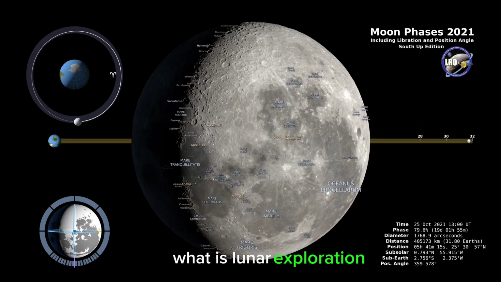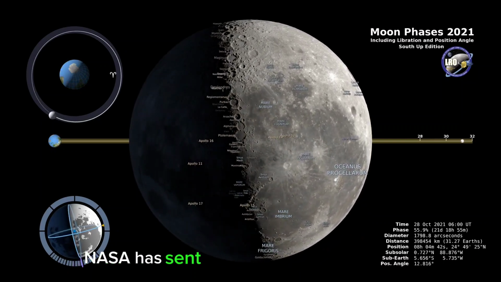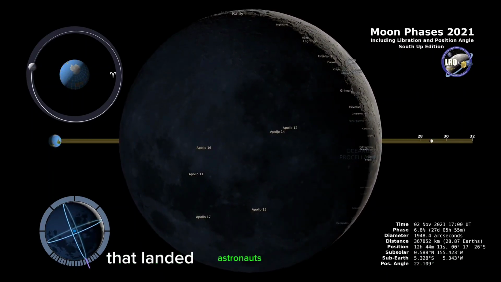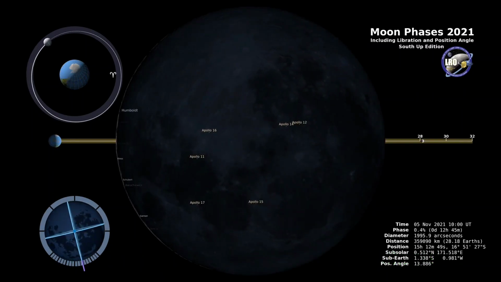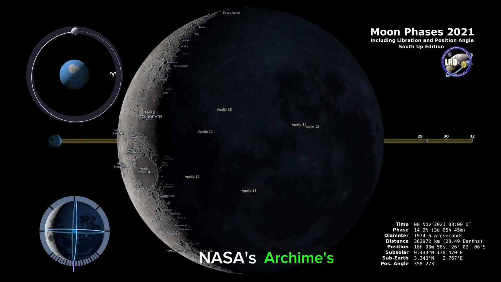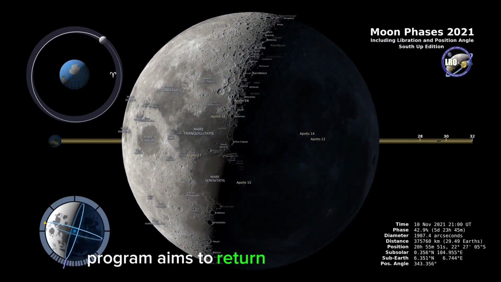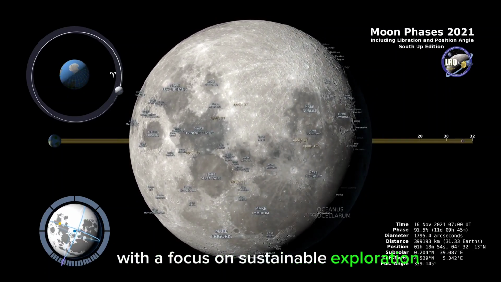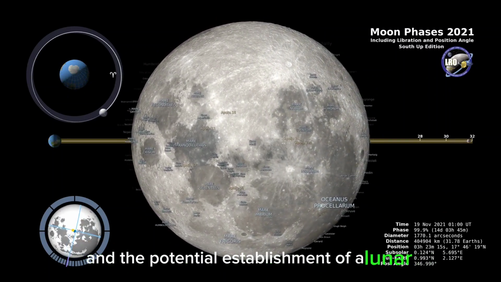What is lunar exploration? NASA has sent numerous missions to the moon, including the Apollo missions that landed astronauts on the lunar surface. More recently, NASA's Artemis program aims to return astronauts to the moon with a focus on sustainable exploration and the potential establishment of a lunar base.